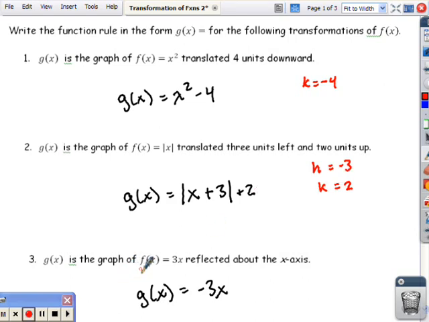For the third one, I reflected about the x-axis. We talked about how a becomes negative. So here a is positive 3. Now a becomes negative 3.